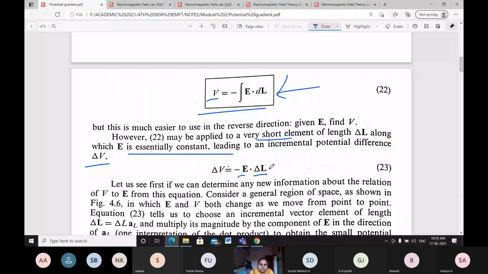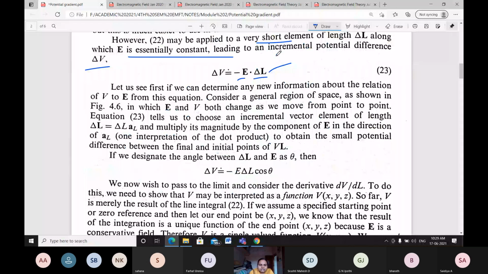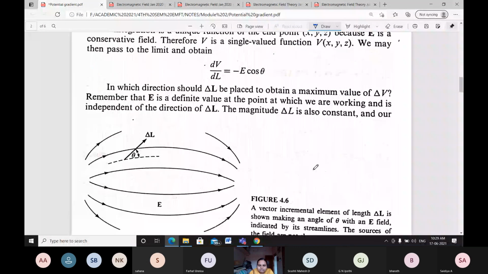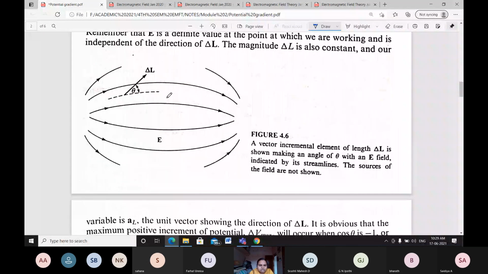Next, let us see if we can determine any new information about the relationship between V and E, which we are going to consider now. Consider the space. If I take positive and negative, how your electric field intensity is going to be, yes, the same.